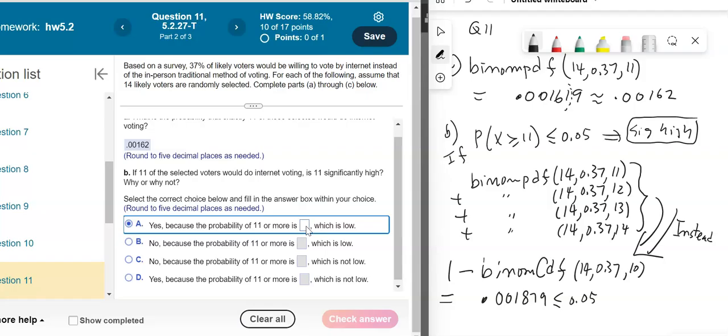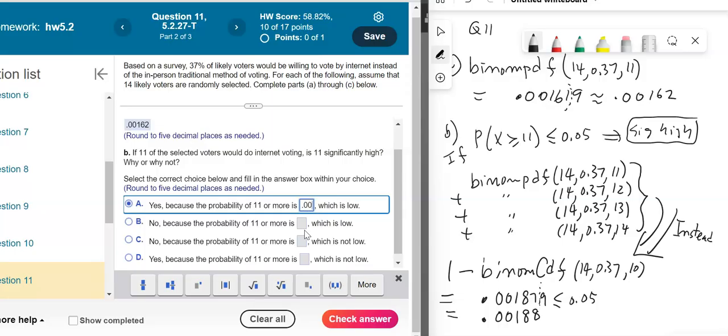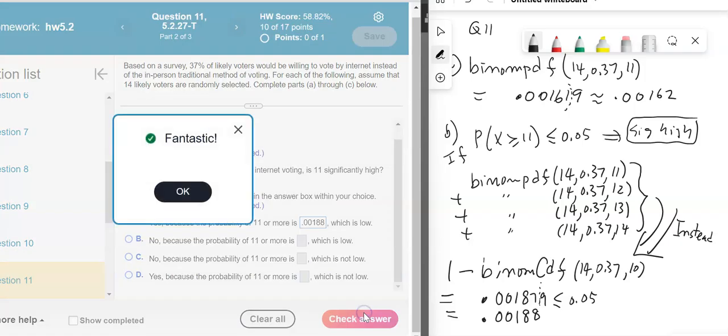How many decimals? 5 decimals. So I'm going to take 0.00188, isn't it? Okay. So 0.00188. Okay.